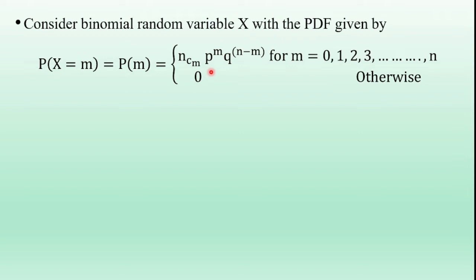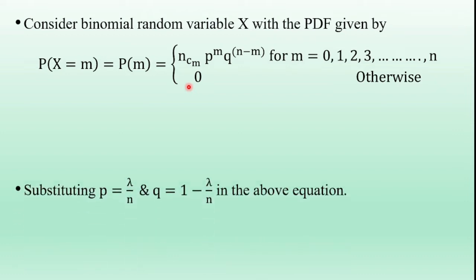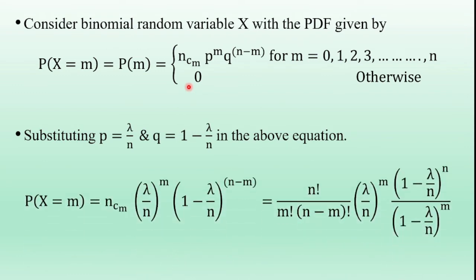Now consider the binomial random variable with this probability density expression. In that expression, substitute the probability of success, p equal to lambda by n, and the probability of failure, q equal to 1 minus lambda by n. We get the probability of x equal to m is equal to nCm into p power m, where p is lambda by n, whole to the power of m, into q, which is 1 minus lambda by n, whole to the power of n minus m.